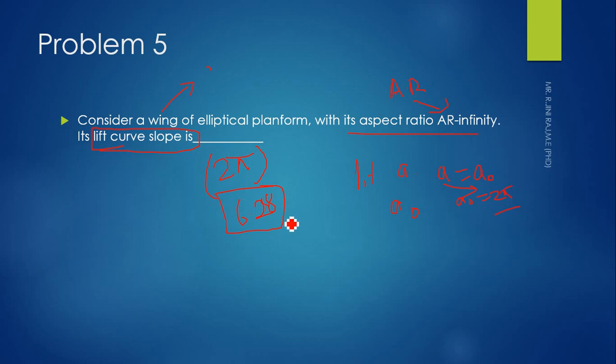So when the aspect ratio is infinity, the wing will be considered as an airfoil. If it is considered like an airfoil, then the lift curve slope for this wing will be equal to the lift curve slope for the airfoil. So a equals a naught, and the value will be 2 pi. So 2 into 3.14, we will get the value 6.28. The answer is correct.